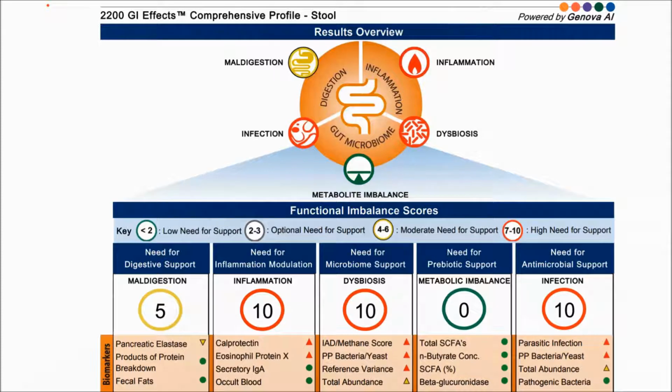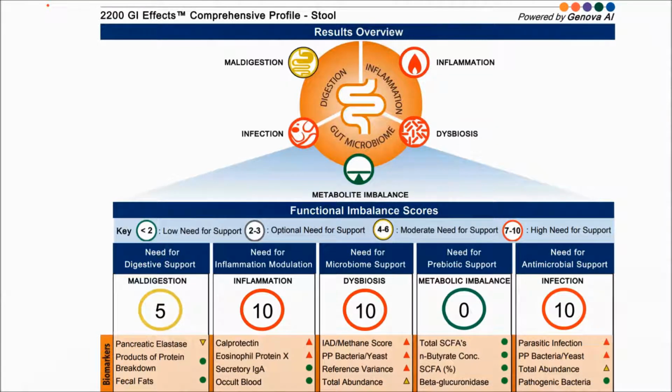It could be a gray circle, which would be optional need for support. Again, very low, not really a concern. A yellow circle moves us up into a more moderate need for support, or moderate concern of dysfunction. Not pathologic illness, typically, but a moderate need for functional improvement. And then a red circle would be a high need for support, anywhere from 7 to 10 as a score.